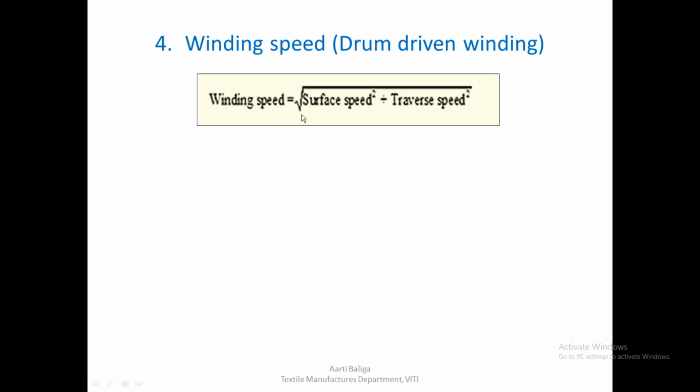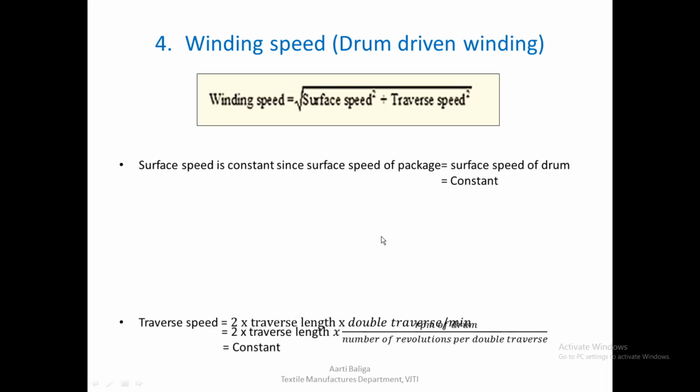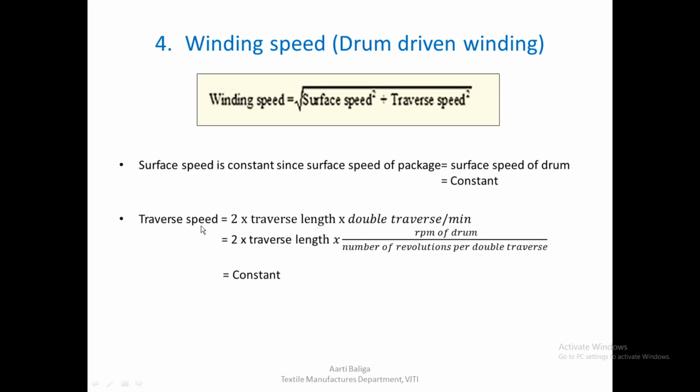So winding speed is equal to whole square root of surface speed square plus traverse speed square. This is the formula. So surface speed is constant, since surface speed of the package is equal to surface speed of the drum, which is constant, we know that. So this first parameter will be constant here. What about traverse speed? Traverse speed is also equal to 2 into traverse length into double traverse per minute, which we could easily replace by RPM of drum upon number of revolutions per double traverse.